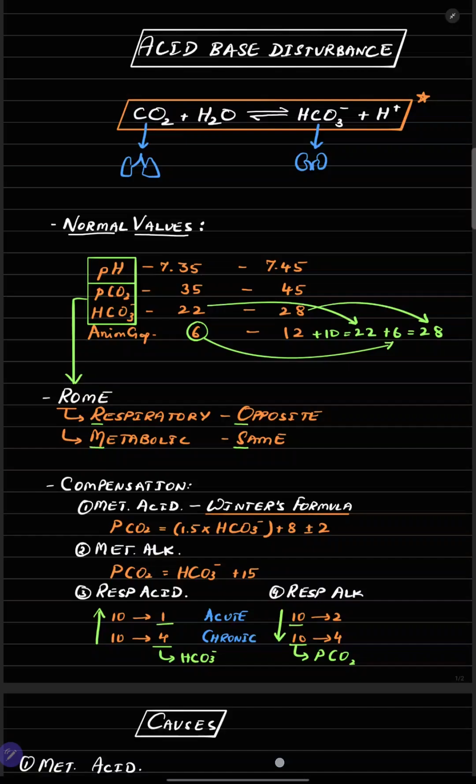Hello, today we are going to see about acid-base disturbances. The acid-base disturbances include metabolic acidosis, metabolic alkalosis, respiratory acidosis, and respiratory alkalosis. One of the most important formulas that you need to know is the one mentioned here, where carbon dioxide combines with water in a reversible reaction which produces bicarbonate ion and H plus.